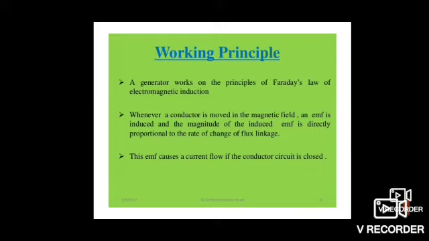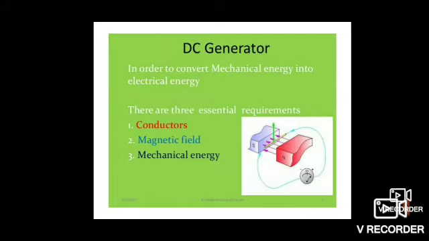Whenever, that is Faraday's law of electromagnetic induction, whenever a conductor is moved in a magnetic field, an EMF is induced, and the magnitude of the induced EMF is directly proportional to the rate of change of flux linkage. This EMF causes a current flow if the conductor circuit is closed. It is the basic principle of the DC generator. So the DC generator is used to convert mechanical energy into electrical energy.